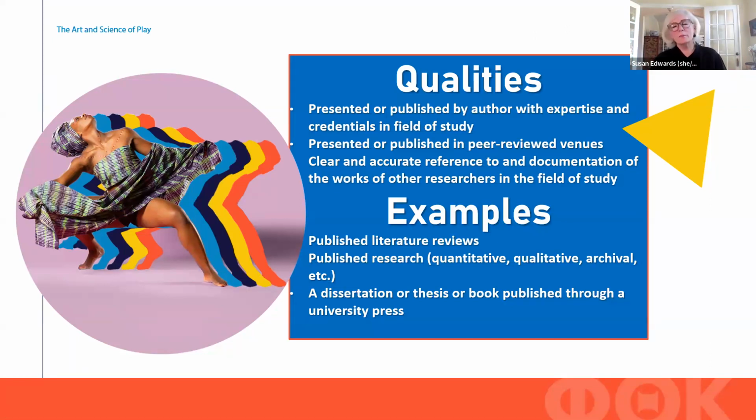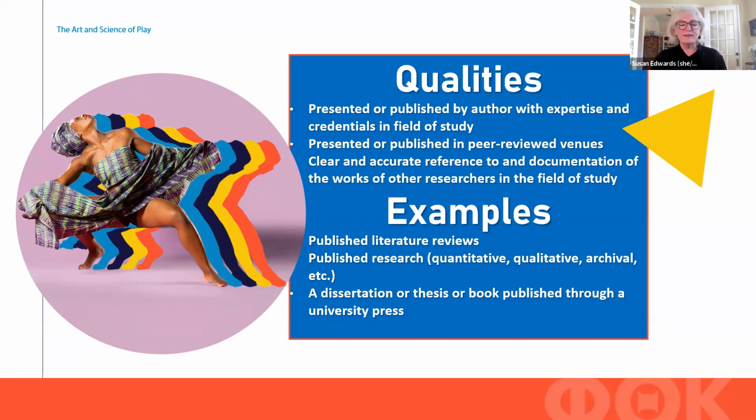And so you might look at published literature reviews, which are always really wonderful if you're trying to get a sense of the scope of ideas about a topic. You might look at published research, quantitative or qualitative or archival research. You might look at a dissertation or a thesis or a book published through a university press. All of those things tend to be academic sources and can be really valuable.